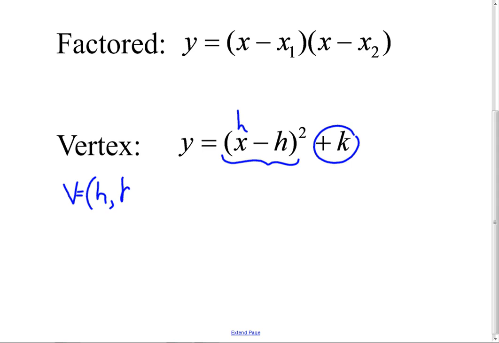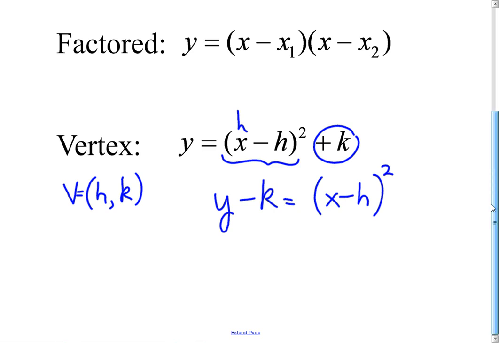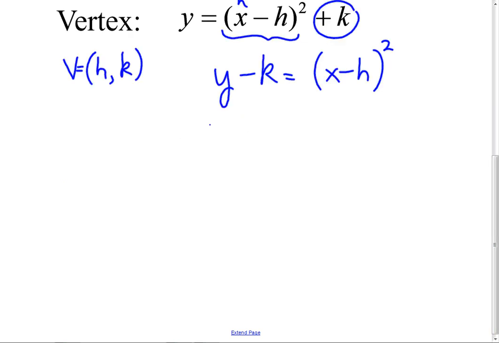So they're handled differently. I could actually put this in a form like point slope form, which would look like this: y minus k is equal to x minus h squared. Do you remember point slope form for lines? y minus y1 equals the slope times x minus x1. Very similar, and that's one reason why I like that form.